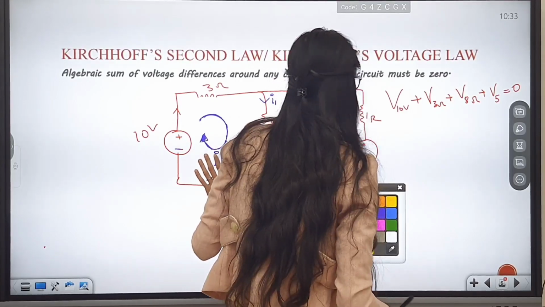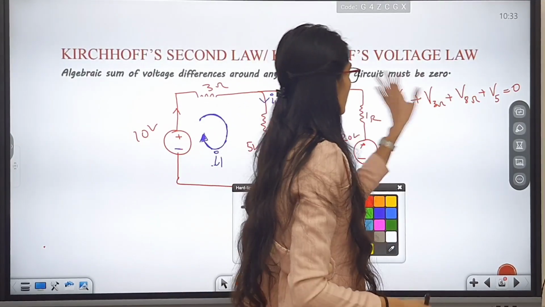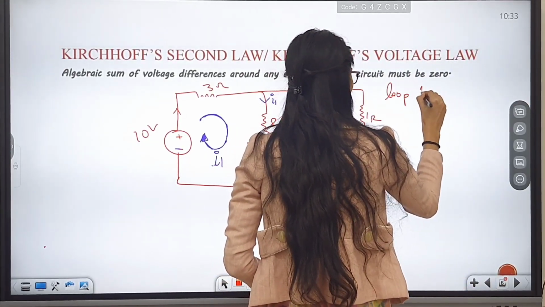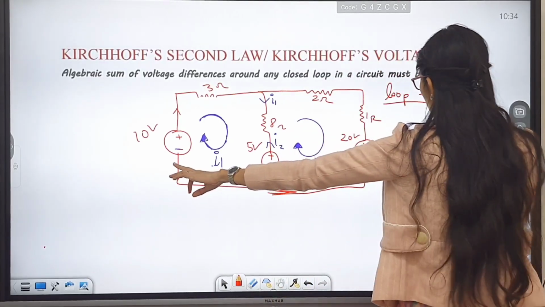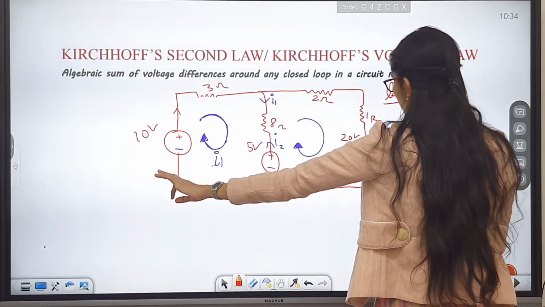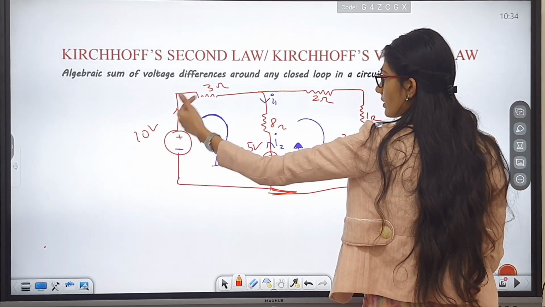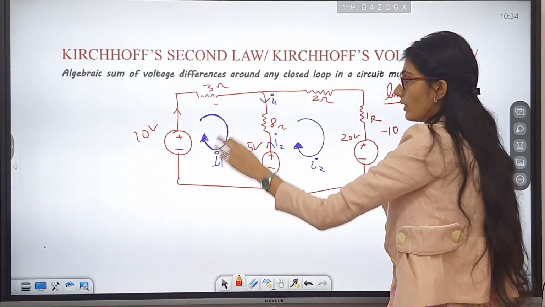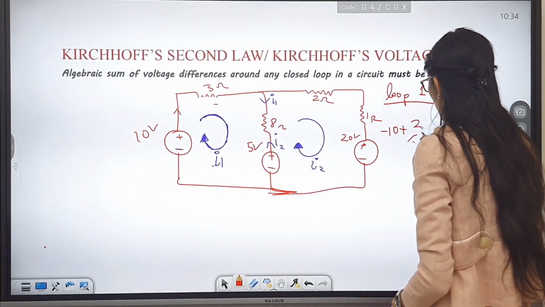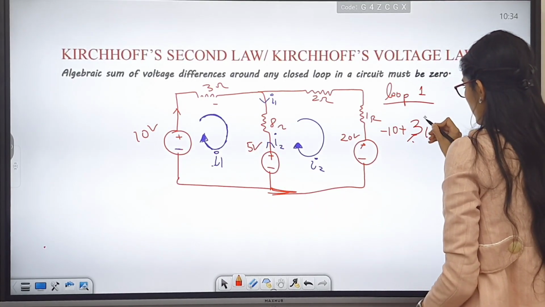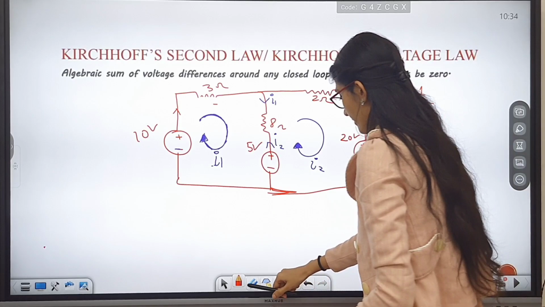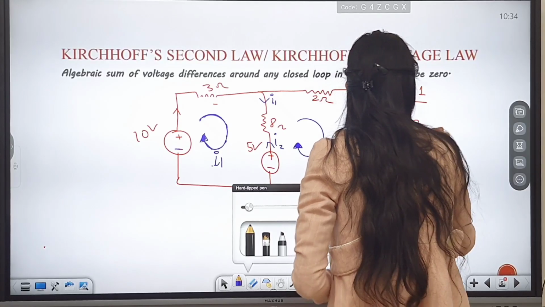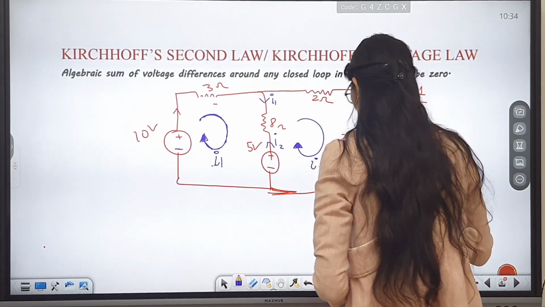So take just one loop. In loop 1, minus 10, because you find the negative part of this battery first. Then V across this would be V is equal to IR. We are given resistance, so it is 3 into, what is I? It's I1.